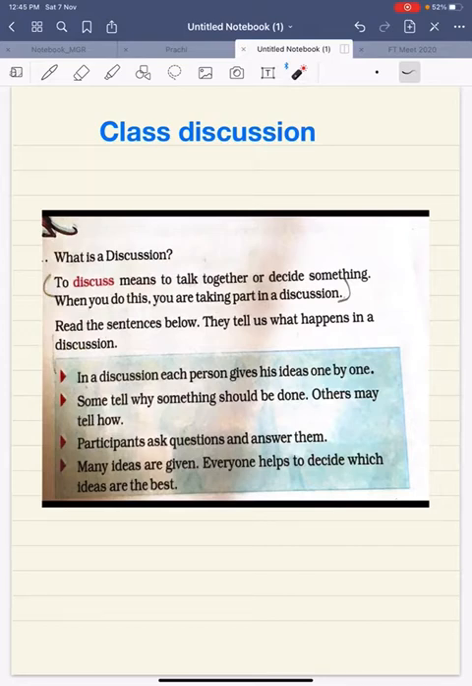Now, these are the following points which should be there in a discussion. In a discussion, each person gives his idea one by one. Some tell why something should be done, others may tell how. Participants ask questions and answer them. Many ideas are given. Everyone helps to decide which ideas are the best. So all these things happen in a discussion. Now let's read the poem.